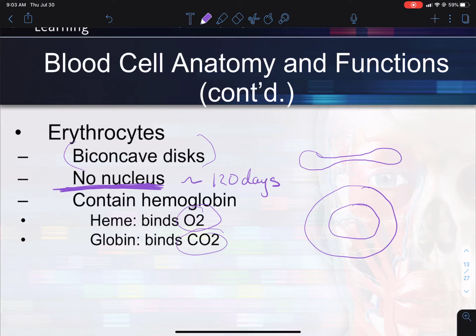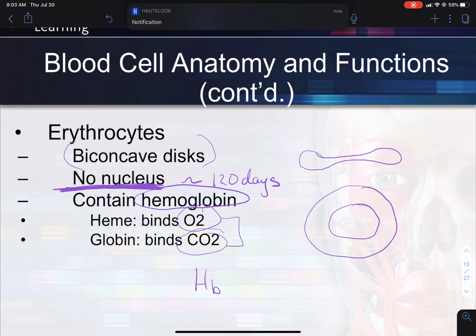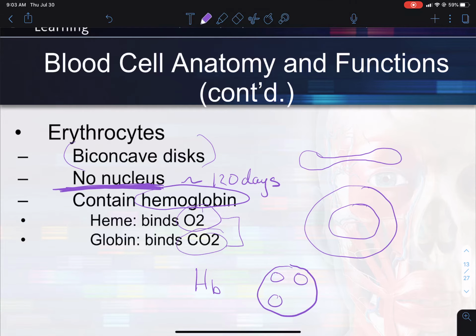And then how does it even carry these gases? It does that with something called hemoglobin. Hemoglobin is usually abbreviated Hb. The hemoglobin molecule has 4 little protein groups in the middle of it called hemes. And those hemes, I'm going to abbreviate H here, are able to bind onto O2. So O2 can come and latch onto one of those hemes.